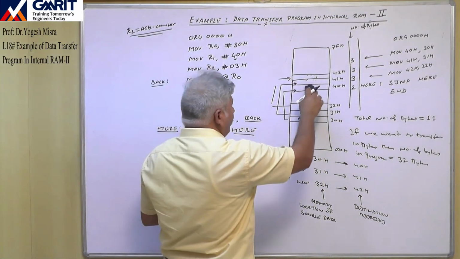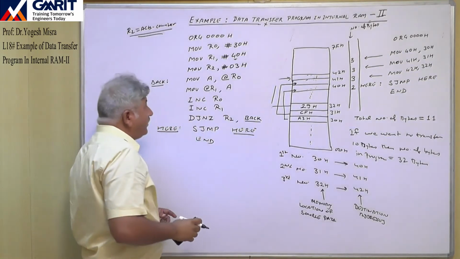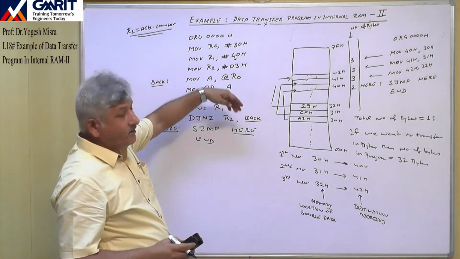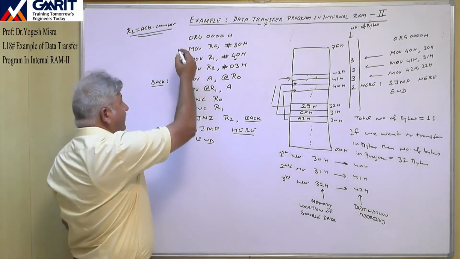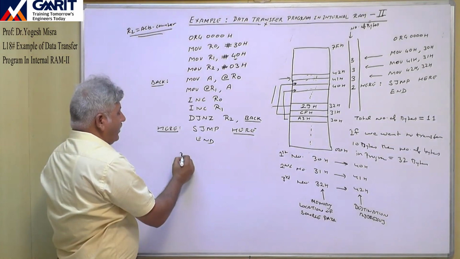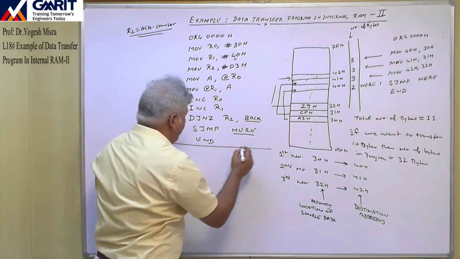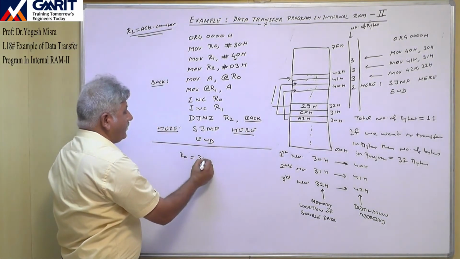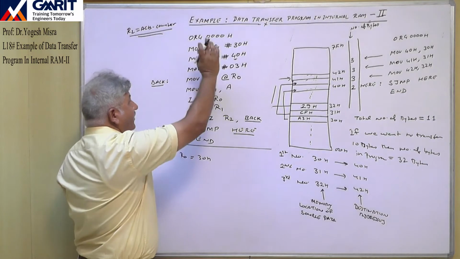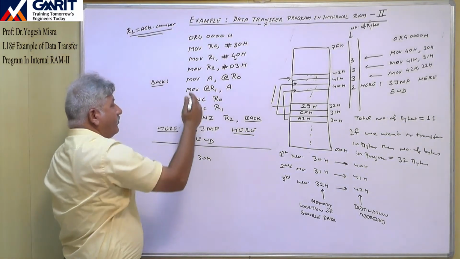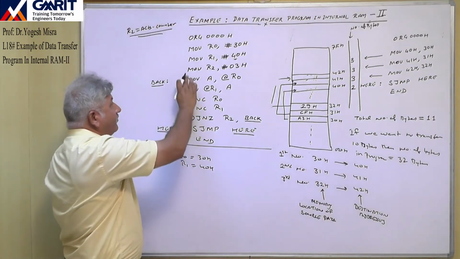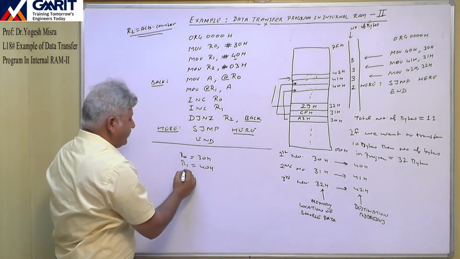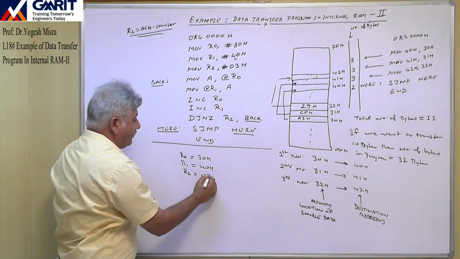So one by one we will see how these instructions are executed. So with the first instruction, R0 will become 30H. MOV R0, #30H. MOV R1, #40H. In R1 we are having 40H. MOV R2, #03H. In R2 we are having 03H.